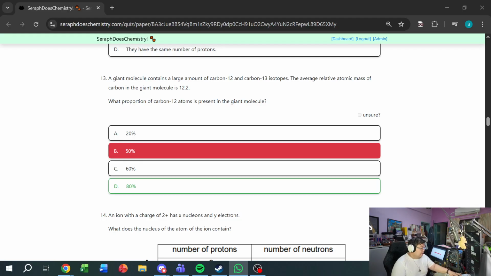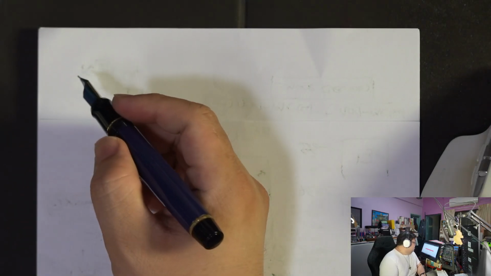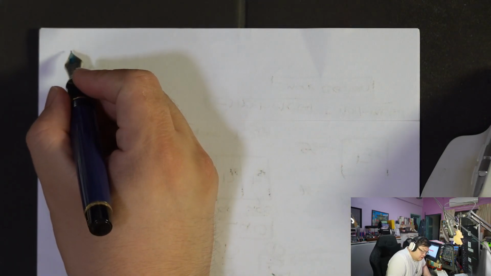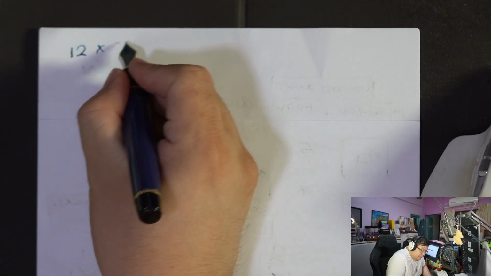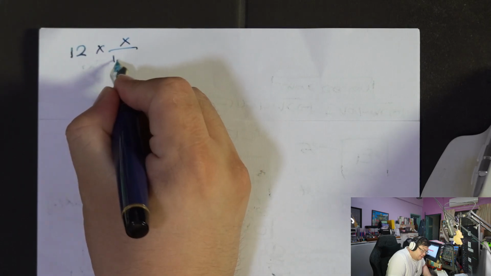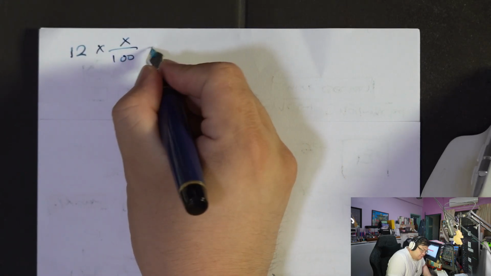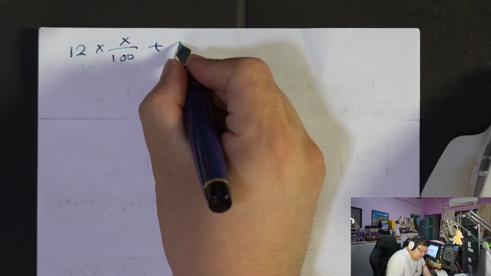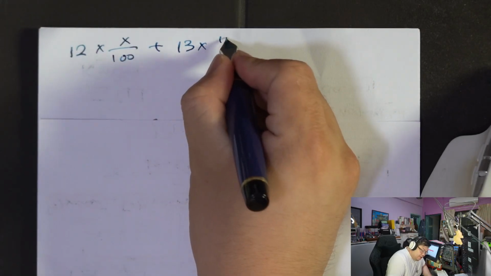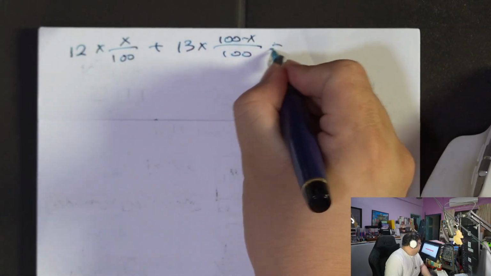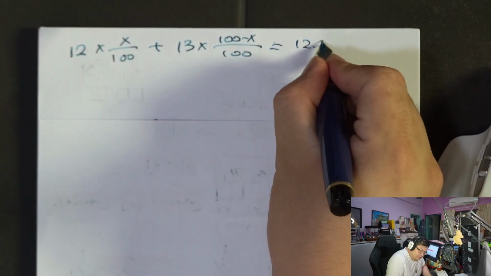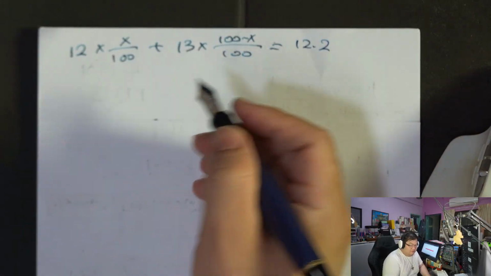Sure. Okay, anyways, this one, you can either do guess and check or you can do the reverse. In this case, you can do something like this. Carbon 12, multiplied by, don't know what's the percent, let's call it X, plus 13, multiplied by 100 minus X over 100, equals 12.2. And just solve for X.